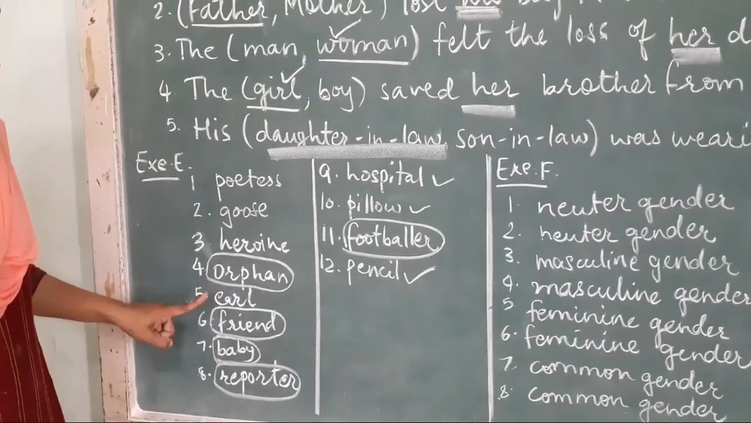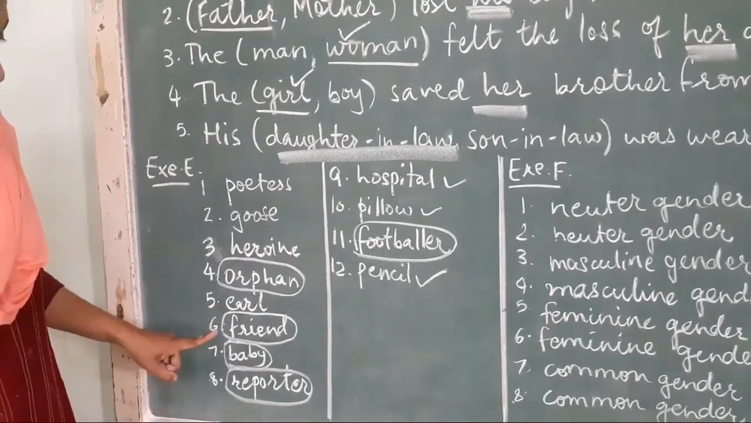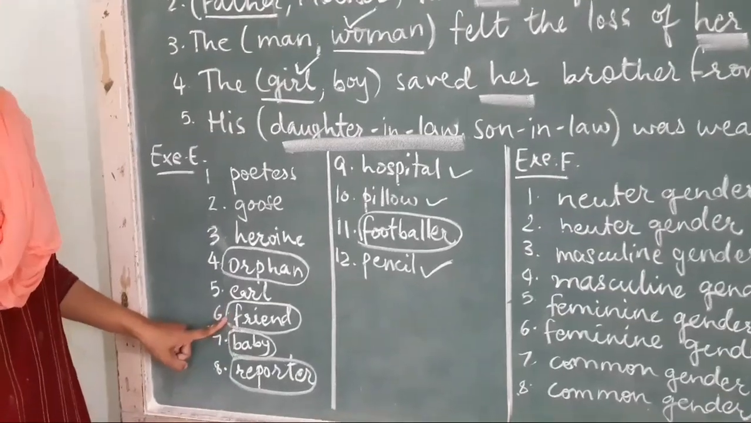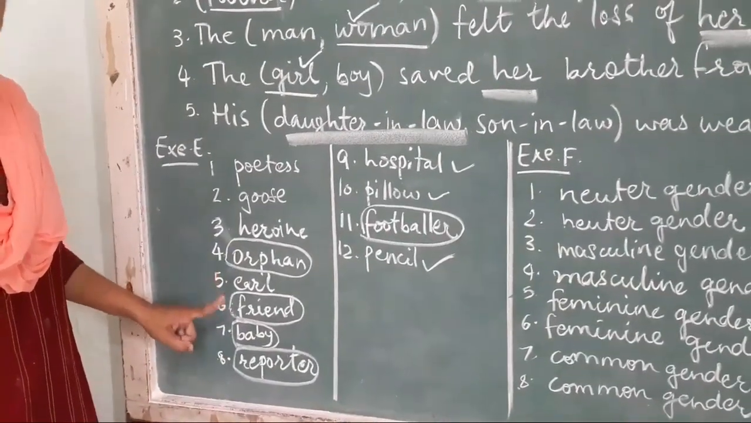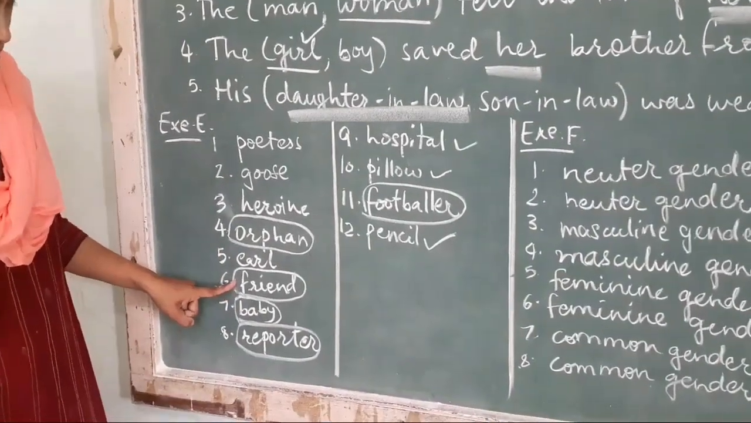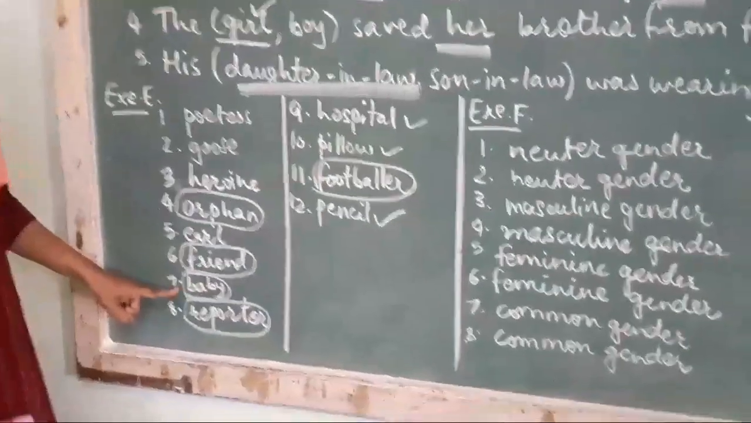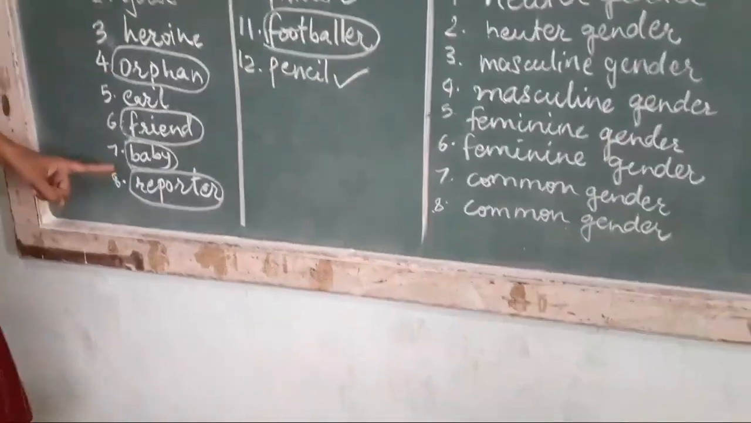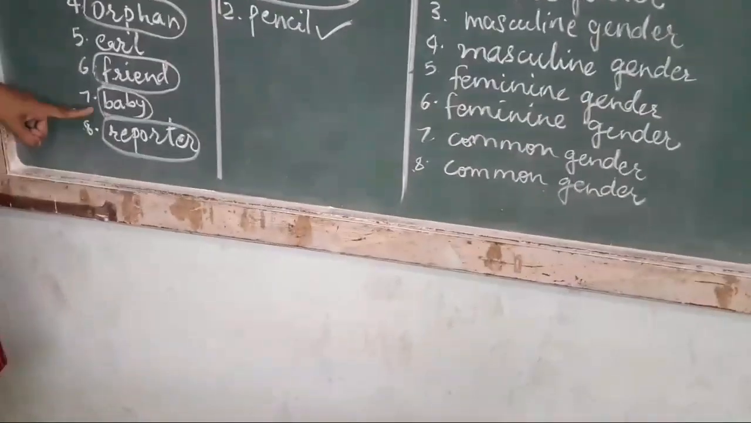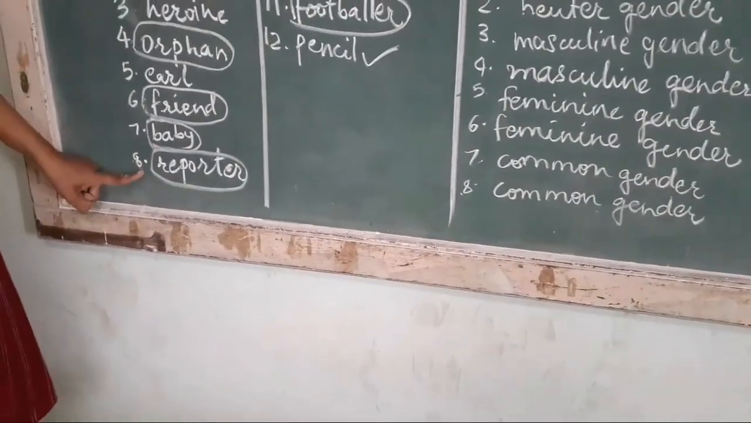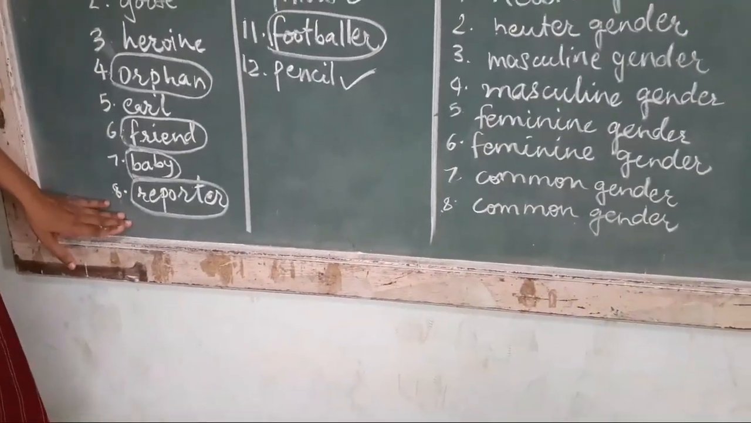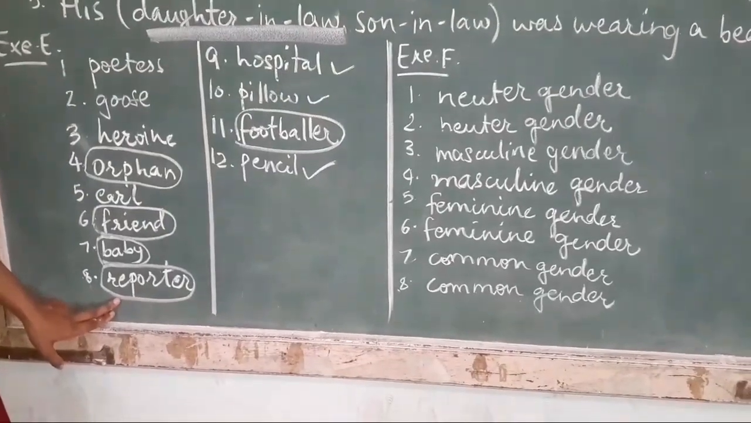Fifth one, all is a masculine gender. Sixth one, friend. Friend is a common gender. It can be a boy also, it can be a girl also. We have to circle this word. Next one, baby. Baby is also a common gender. Used for boy as well as for girl. Eighth one, reporter. We have just done all these examples. So put a circle on reporter.